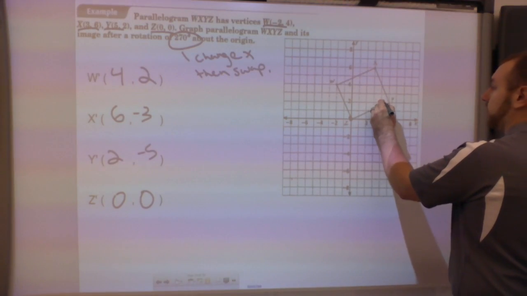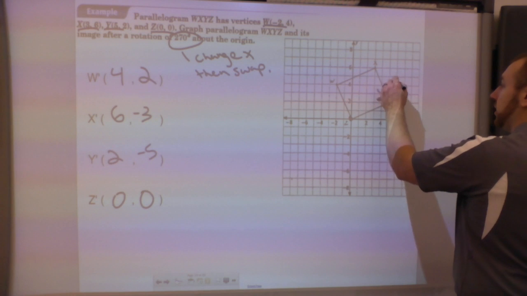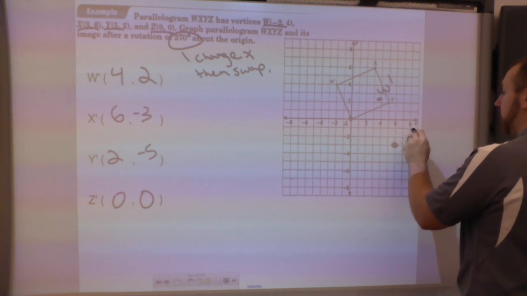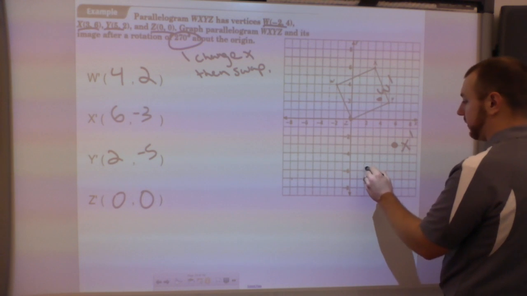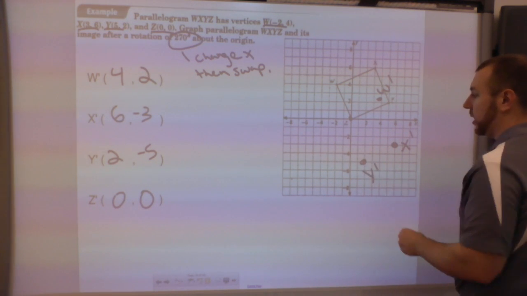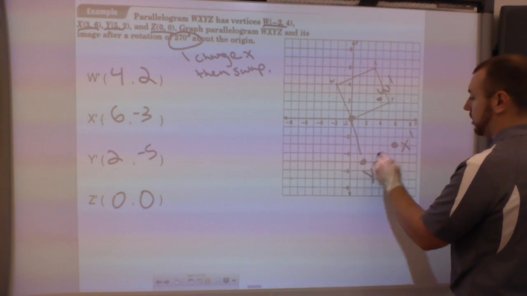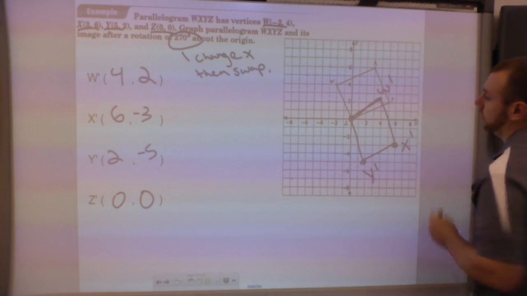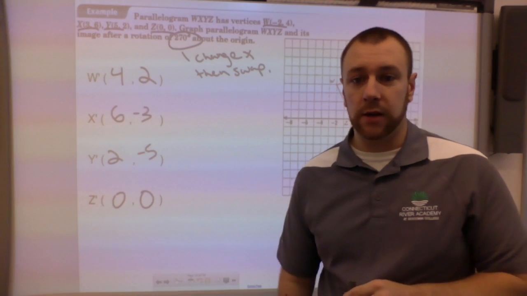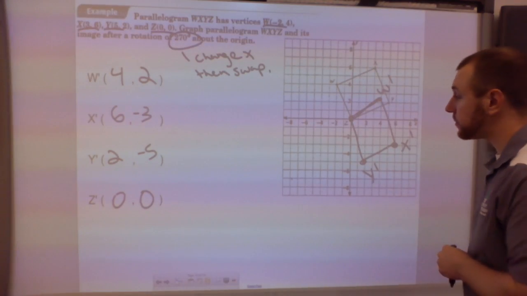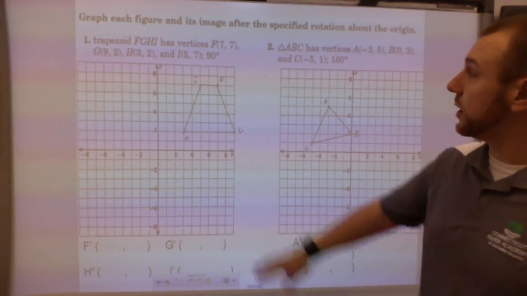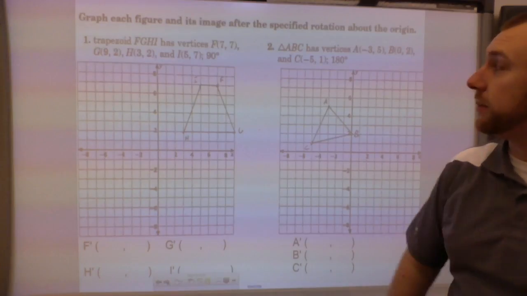So I plot (4, 2). That's my W. (6, -3). That's my X. (2, -5). That's my Y. And (0, 0). You can see my new rotated figure right there.